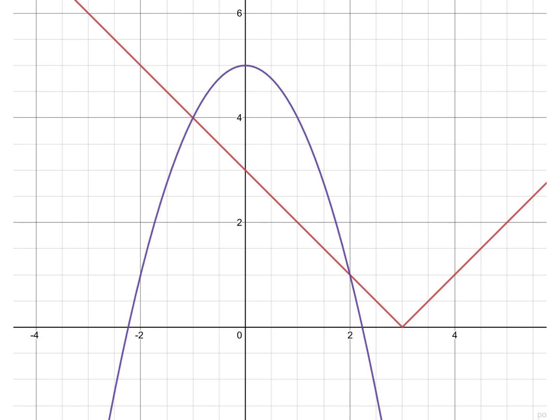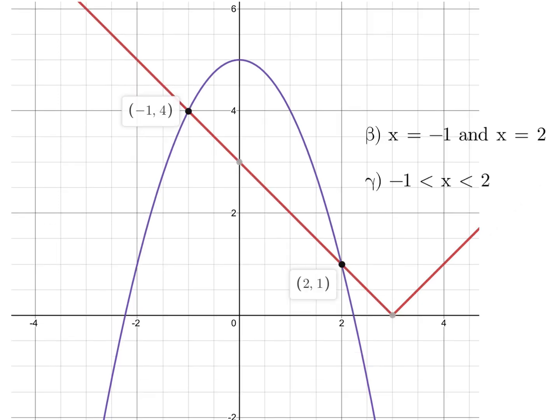For our second answer, for what values of x is the parabola greater than the absolute value? So this is, where is the purple curve above the red line? We can see that our first solutions were x equals -1 and 2. But the part where the parabola is above the absolute value is between -1 and 2 for the x values. And that's our solution. Thank you.